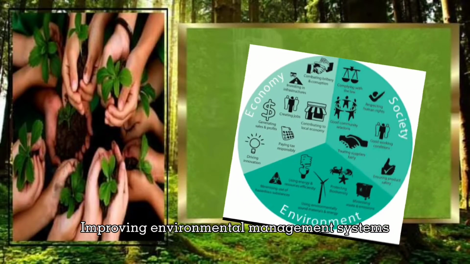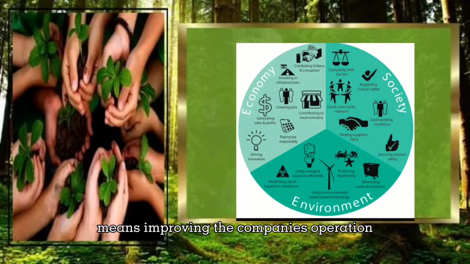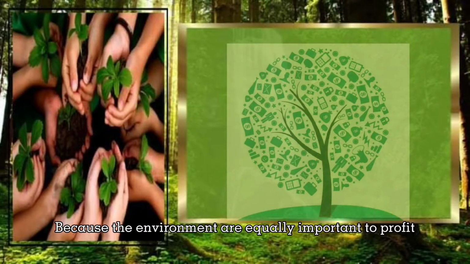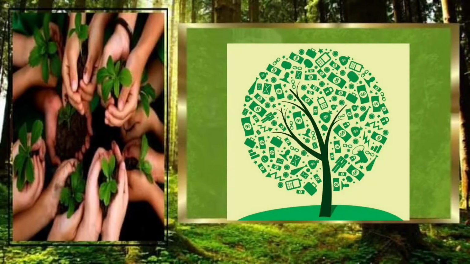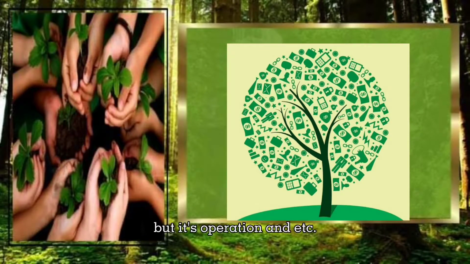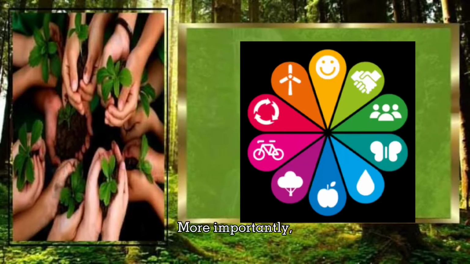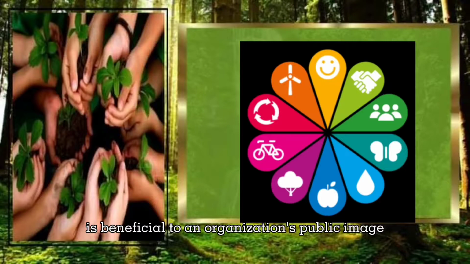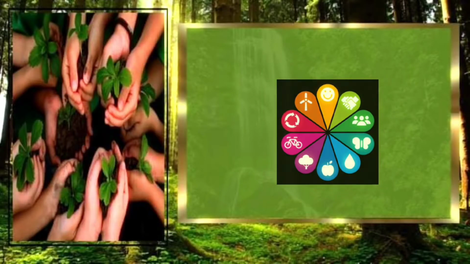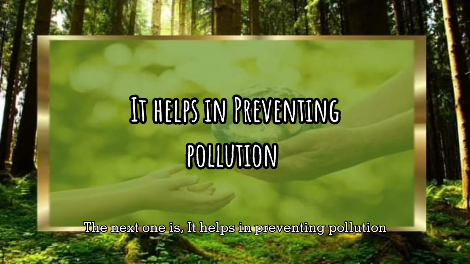Improving the environmental management system means improving the company's operation and their indication with regards to the impact of the organization's action to the environment, especially the negative ones. Because the environment is equally important to profit, environmental management systems are needed so that companies can find ways to help reduce negative impact caused by their operation and etc. More importantly, sound environmental performance is beneficial to an organization's public image, which ultimately enhances its market position and community relations. The next one is, it helps in preventing pollution.